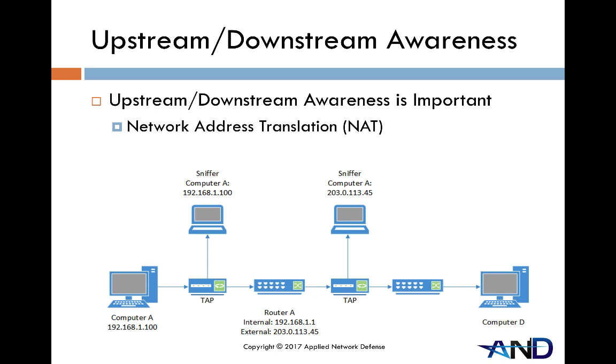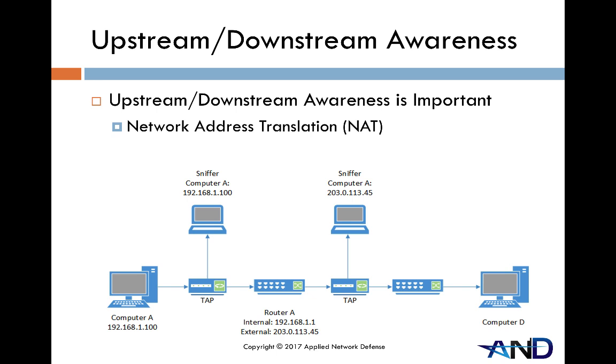Now, for this example, here, computer A has an IP address of 192.168.1.100, which is in the IP address range used by the internal network it belongs to. Similarly, router A has an internal IP address in this range for its internal interface on 192.168.1.1. That's its internal IP address. If router A were to take a packet sent from computer A and forward it to the next upstream router with a source IP address of 192.168.1.100, what do you think would happen?